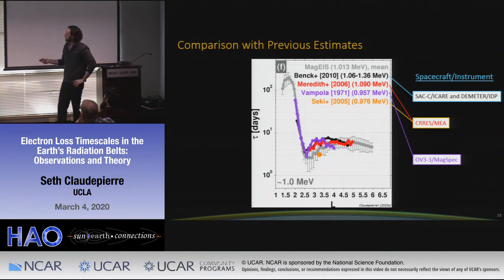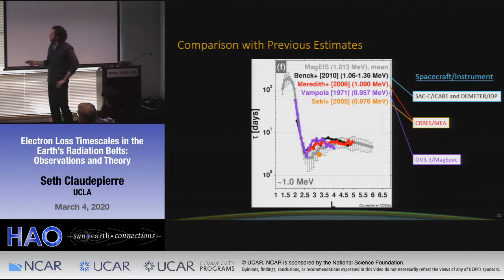The gray trace here is what we've obtained from Van Allen Probes. And then in the different colors, I'm showing various different previous estimates. So the Bank work that I mentioned used a couple spacecraft that were in LEO, in low Earth orbit. That's shown in black. The red is from the Meredith paper, which used data from the CRRES spacecraft, which was the previous big radiation belt mission that we had back in the early 90s. There's a purple trace here from Vampola, which was this OV3-3 spacecraft. And then there's one orange point there from a work by Seki et al., also using the CRRES data.